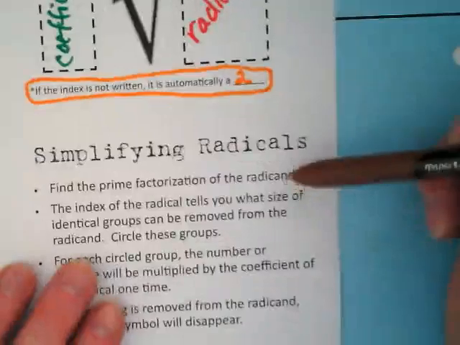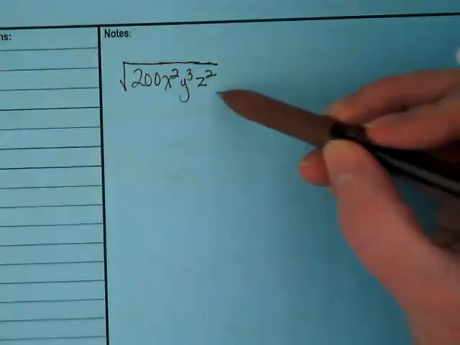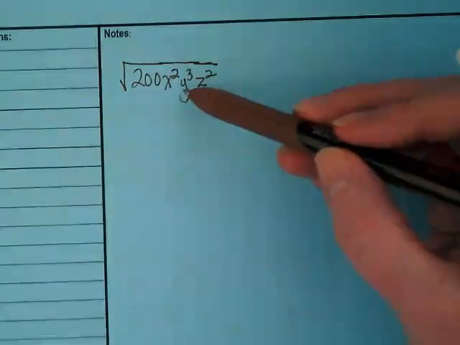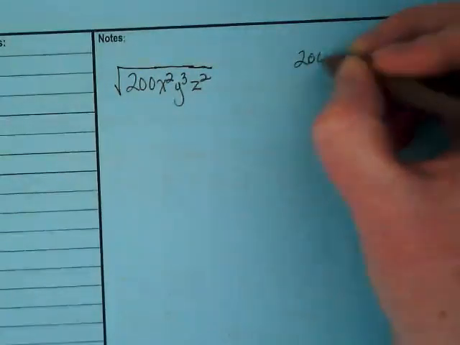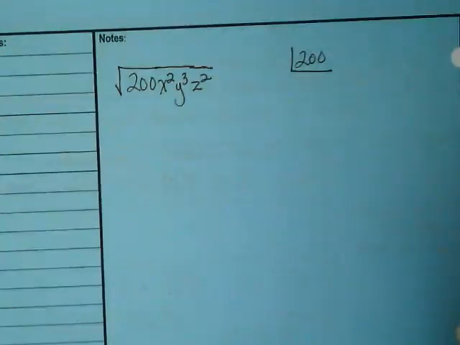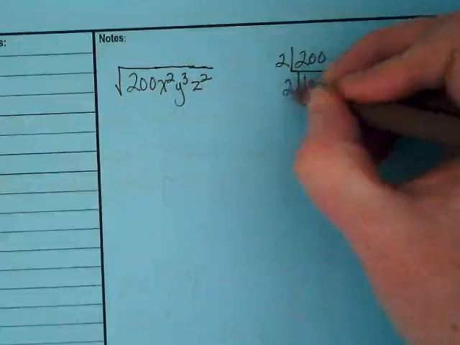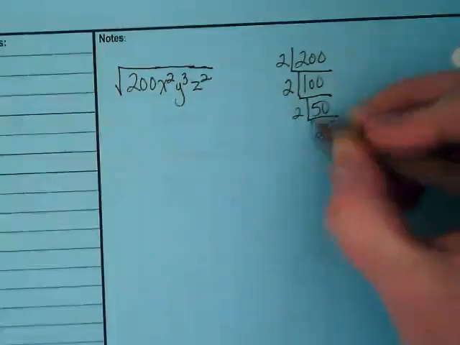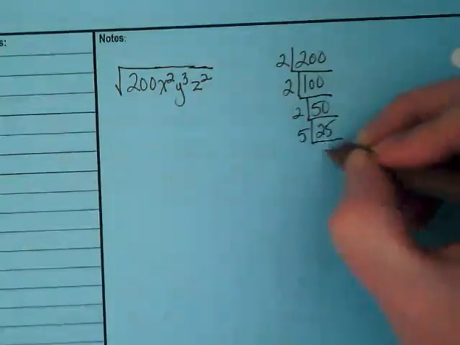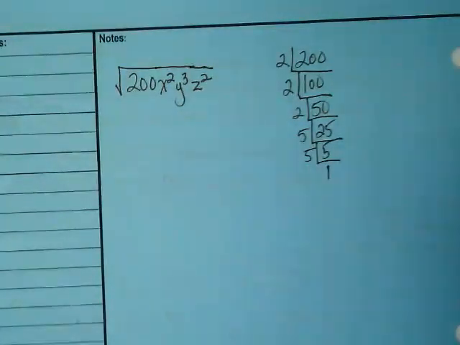So first step here, find the prime factorization of the radicand. So we have to find the prime factorization of 200 and of x squared, y to the third, and z squared. Let's start with the 200. What can I divide 200 by that's prime? And I'm not finished until I get that 1 at the base.